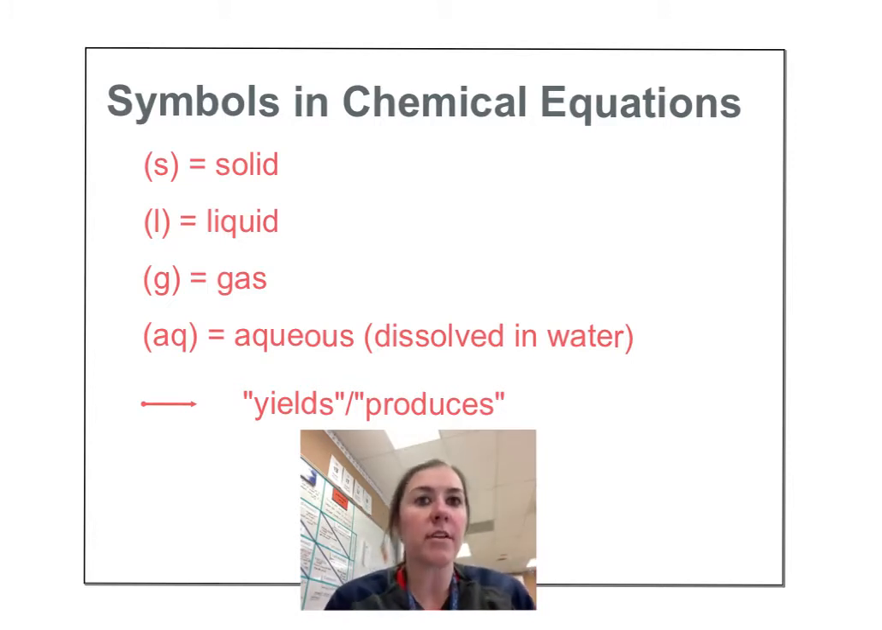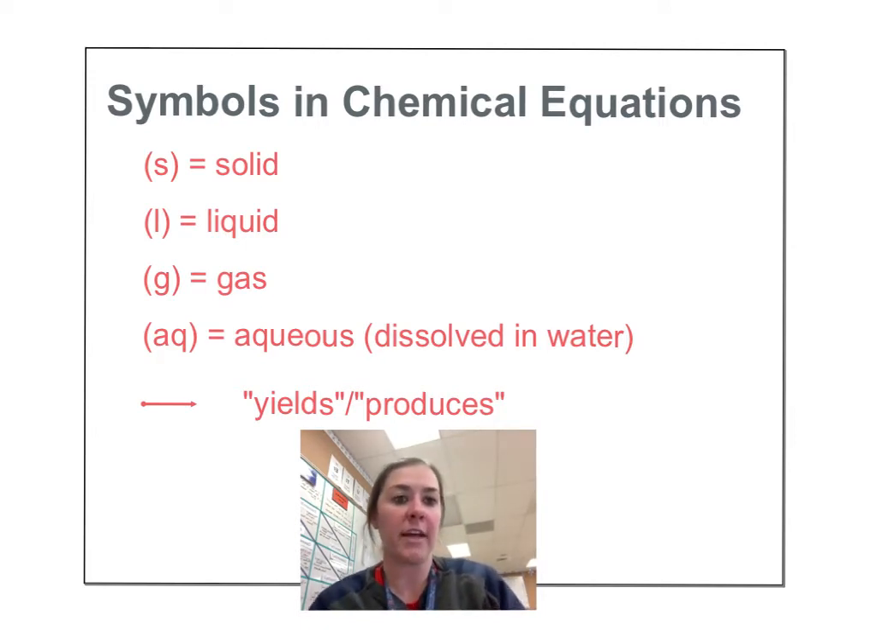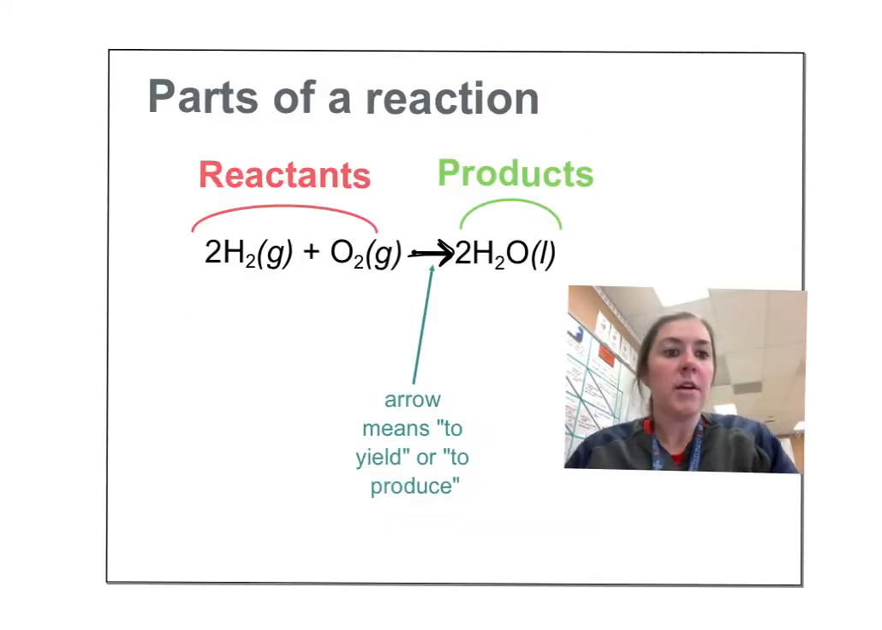You will also see in a reaction that there is an arrow that separates the two sides. That arrow means yields or produces. So you start with some things and they are going to mix together, break bonds, make bonds to produce, to yield, the products, the new chemicals that we have created as a result of the reaction. So let's take a look.